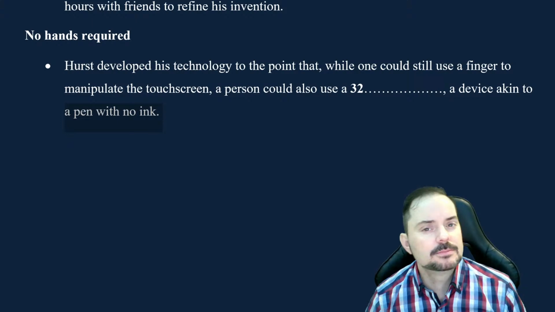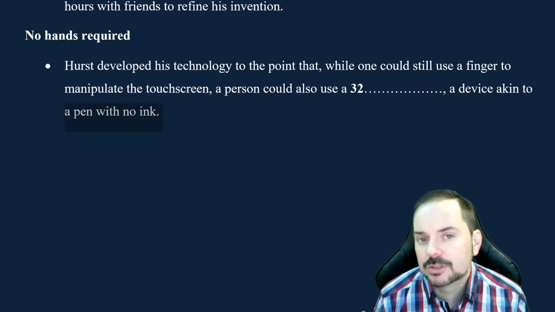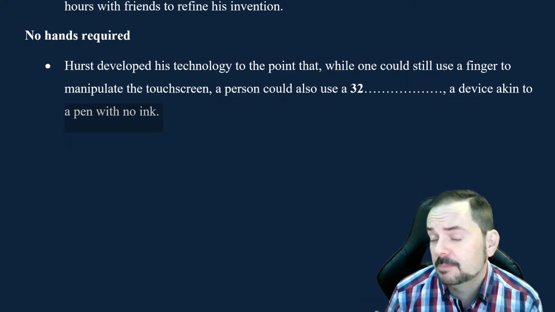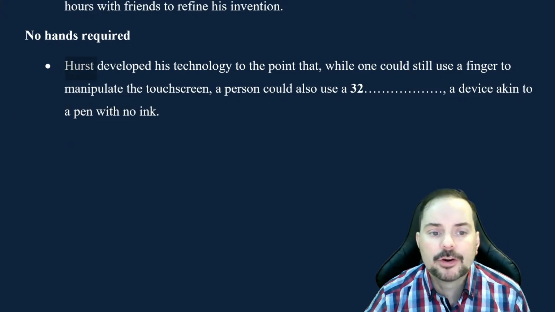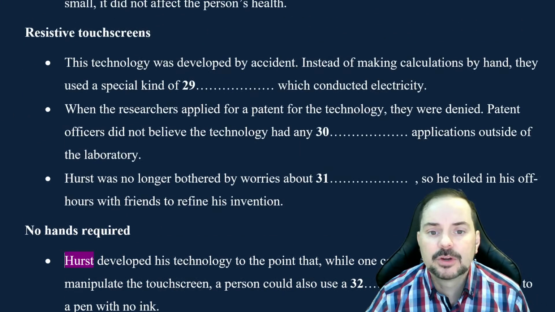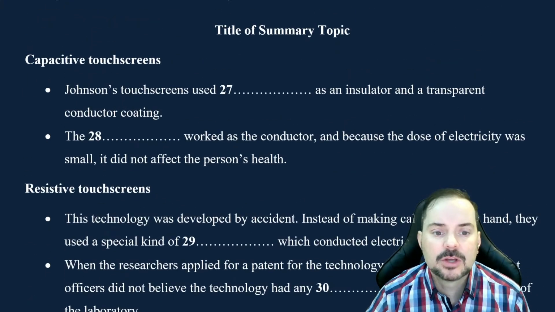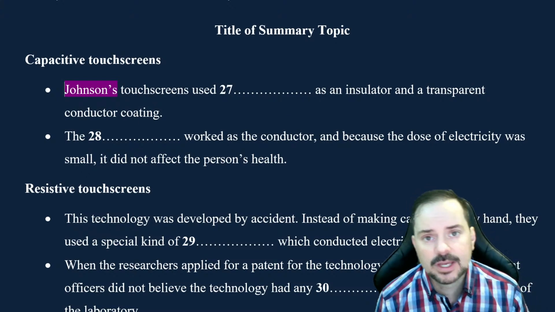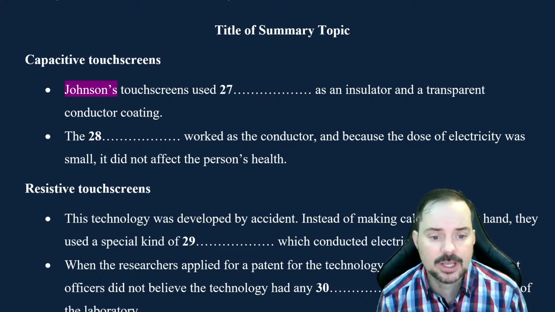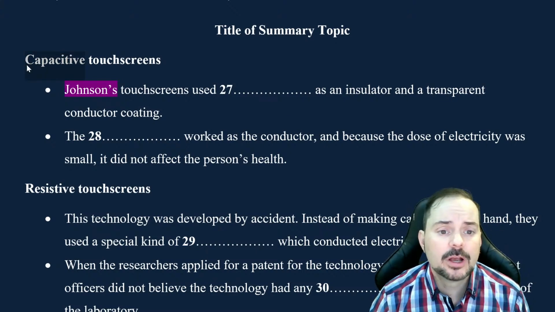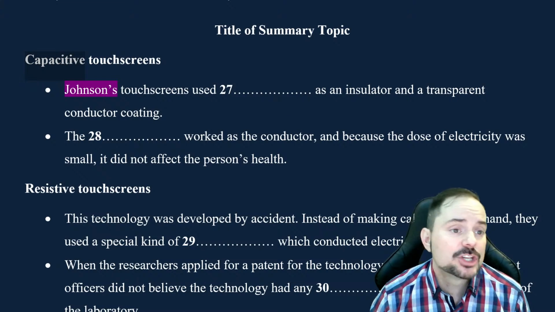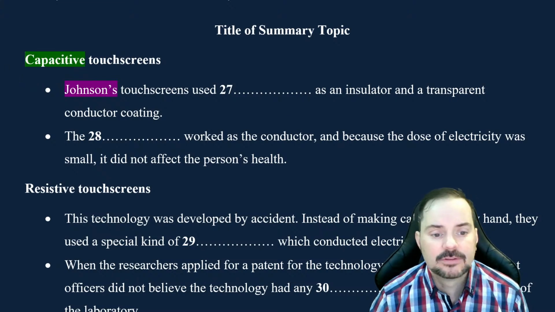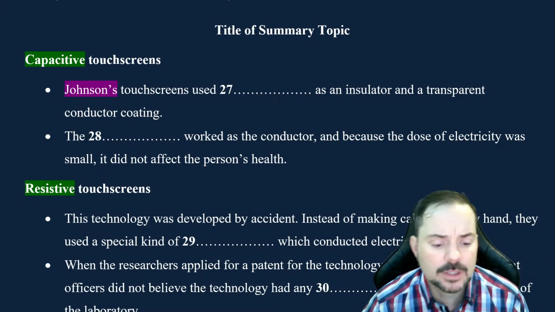All right, so we've got some touchscreen technology going on. Clearly, we've got two different kinds of touchscreen. We've got a couple of different people here, right? So we've got Hearst, who seems to be a key figure in this reading passage. And at the beginning, I saw another name, Johnson. Pay attention to these unique nouns because they will help you to find answers, okay? It's a really important tip, all right? Again, another unique adjective here is capacitive, and the other one is resistive. So you really want to have that clear in your head when you're doing the reading passage.